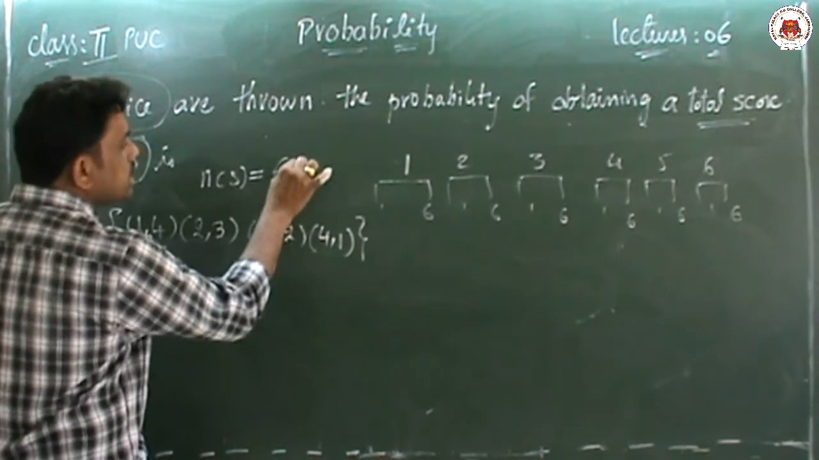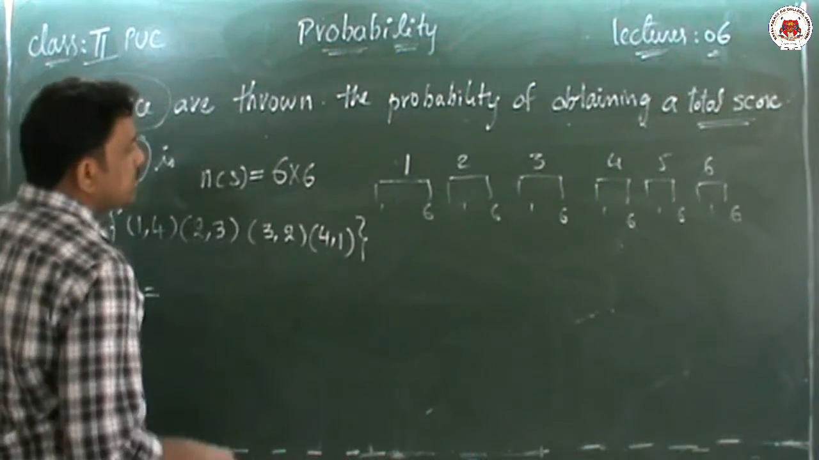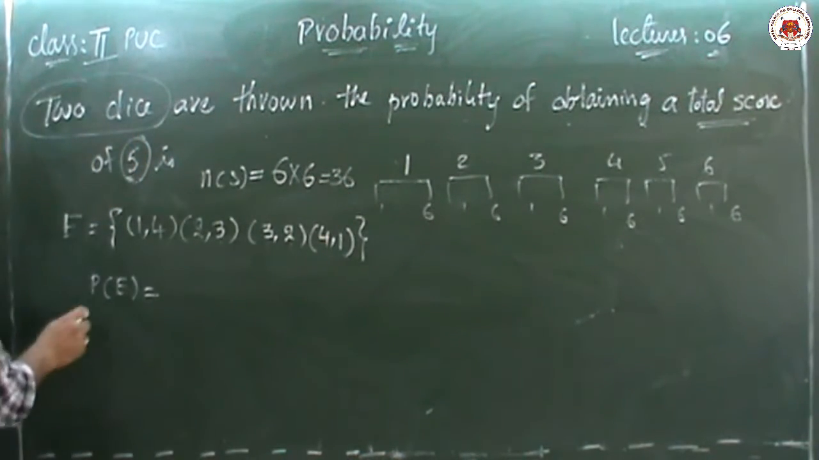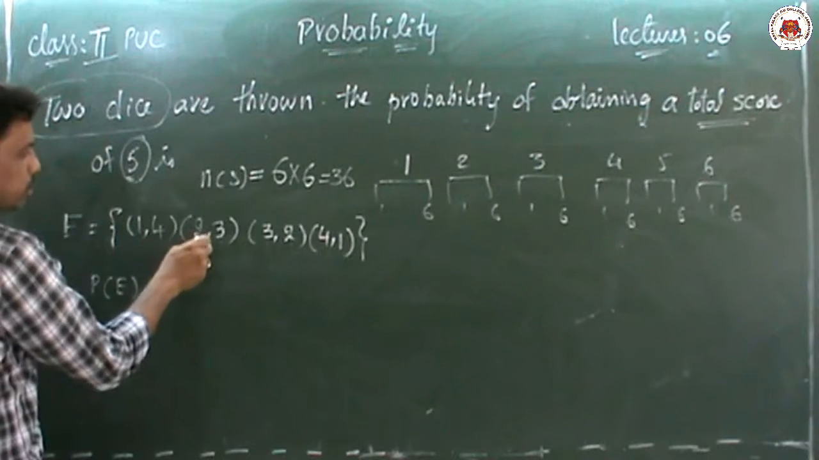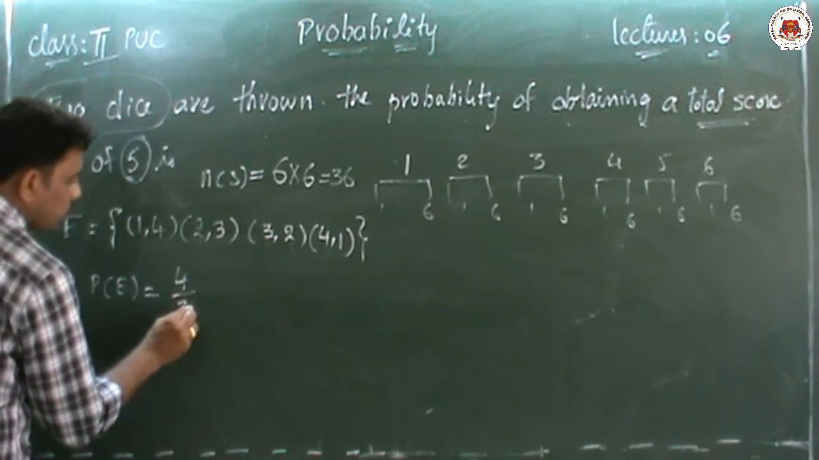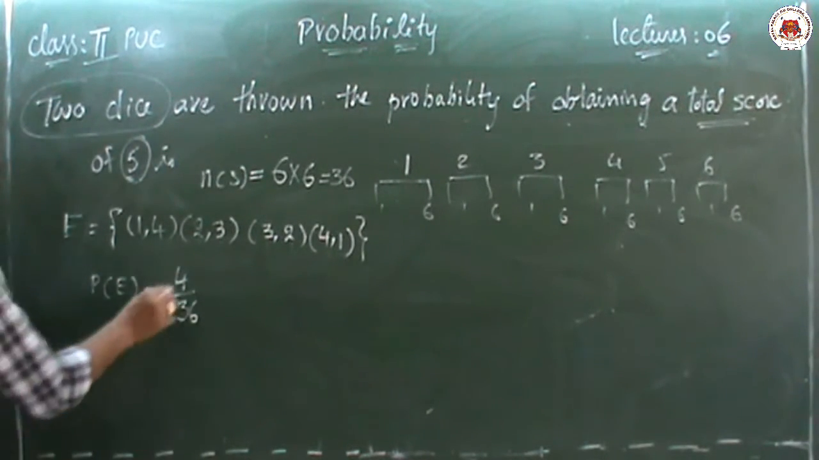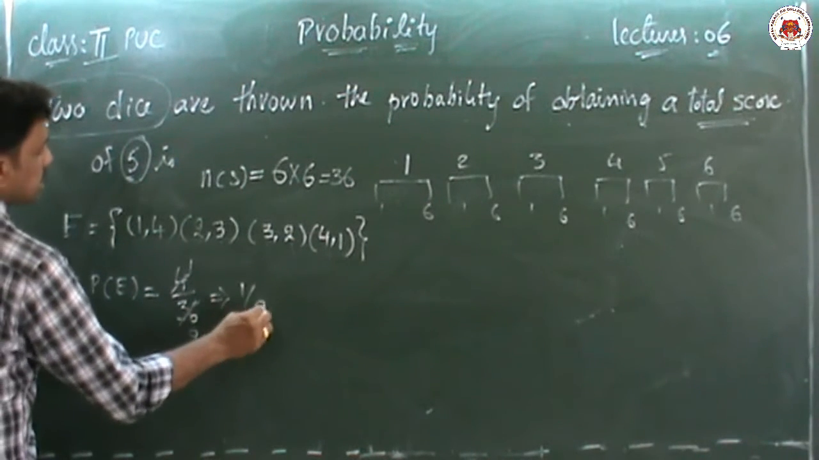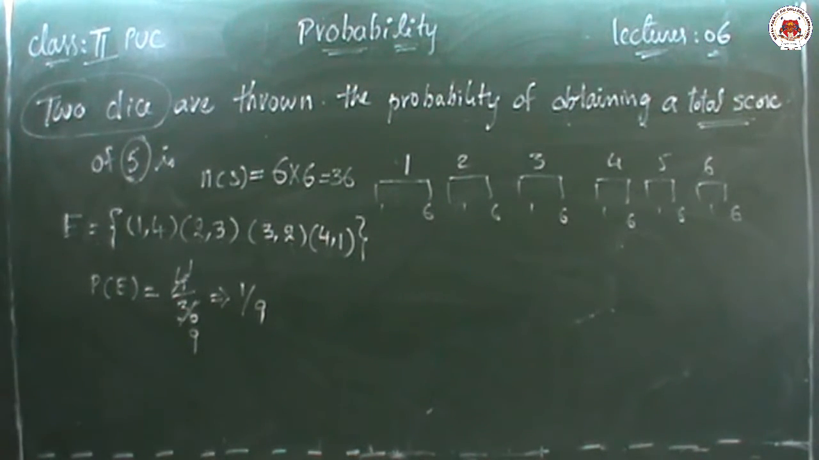So 2 dice means 6 into 6. 6 into 6 how much? 36. So P of E means totally 1, 2, 3, 4 numbers are there, 4 numbers out of 36. So 4 ones are 4, 4 nines are 36. What is the answer? The answer is 1 by 9.